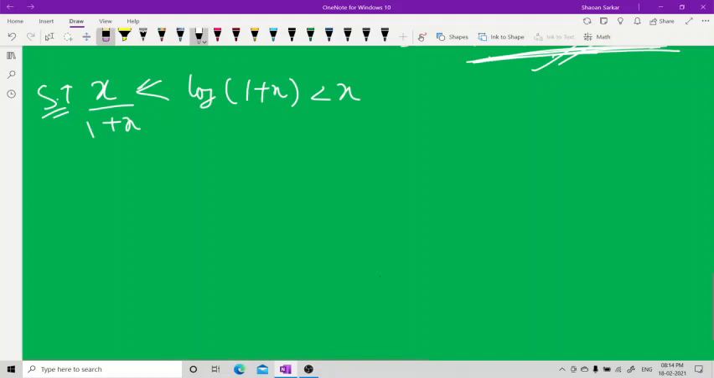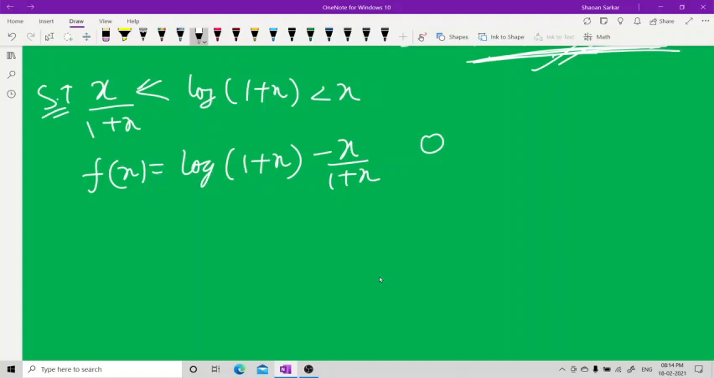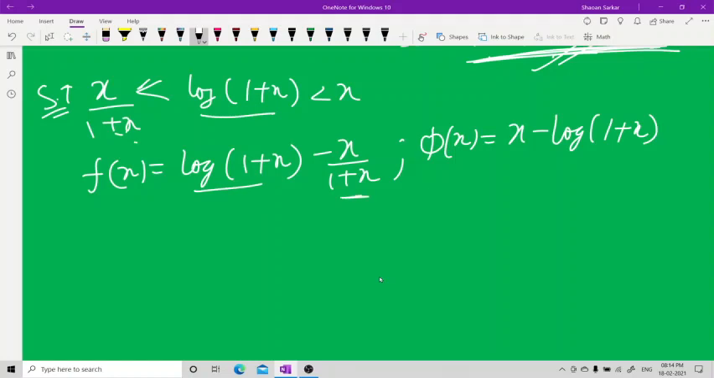Let's see. You define a function f(x) equal to log 1 plus x minus x upon 1 plus x, and define a function phi(x) as x minus log 1 plus x. How will you define this function? Listen very carefully. This is greater than this, so write first here, then the other one here with a minus.